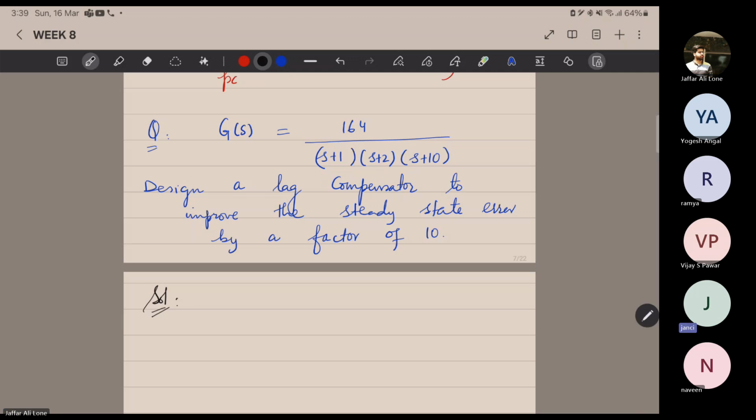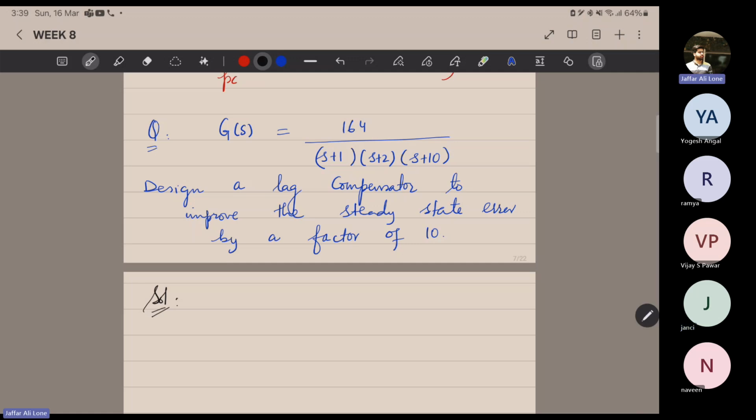But while we solve some more problems or design lead compensators, we will use dominant poles, and we'll have to consider some design specifications for which these complex poles will come, and in that case maybe things will be more clear. Okay, sir. Thank you, sir.